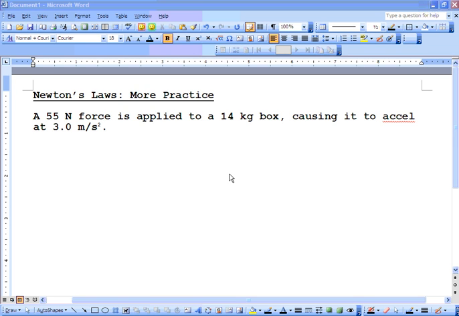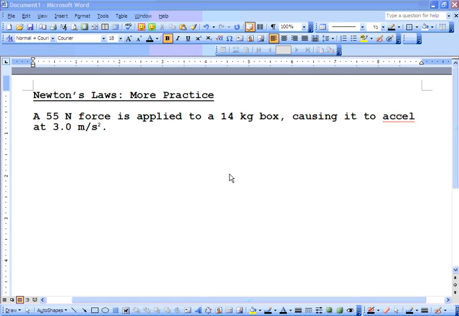Hey folks, welcome back to Chapter 5, Physics 11. We are looking at Newton's laws, and I've got another example here. We'll come up with a few practice questions.